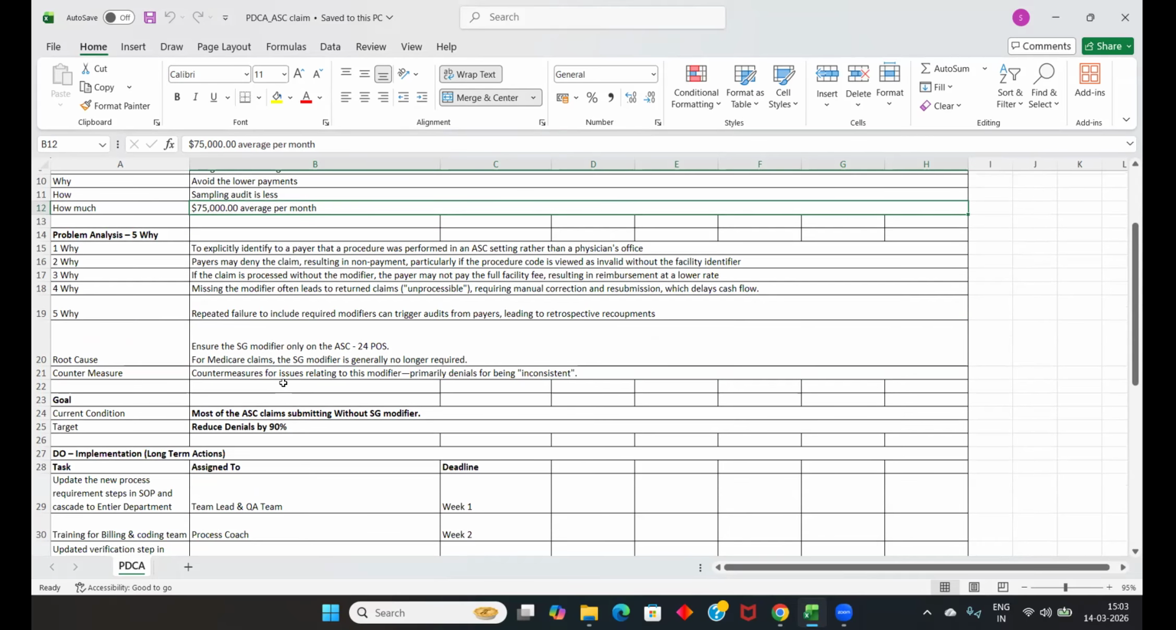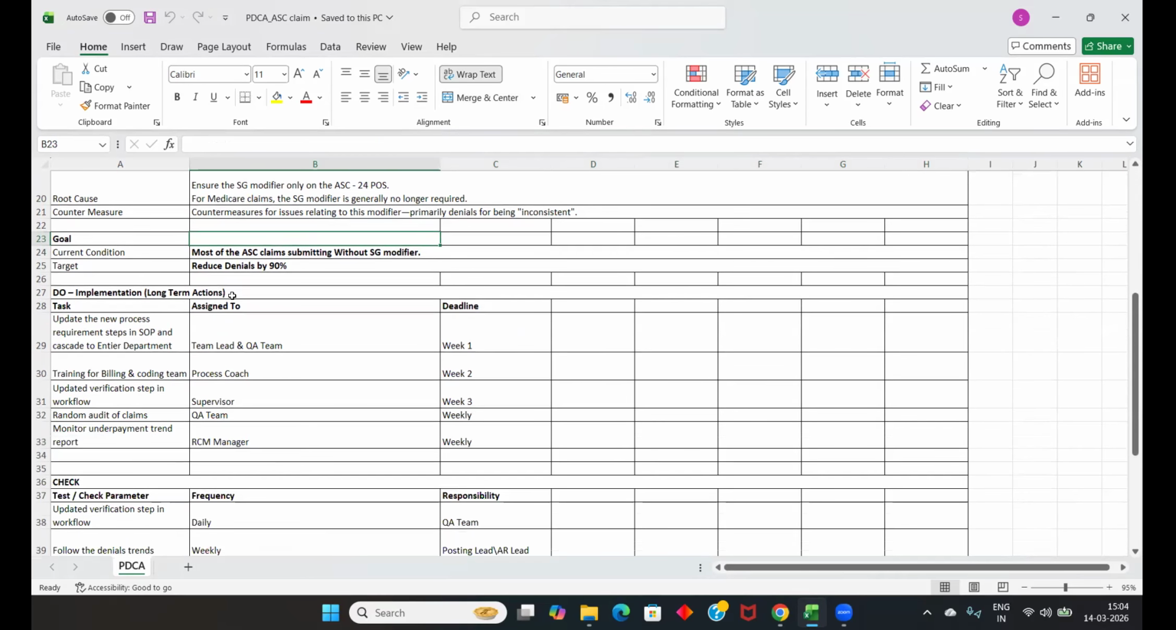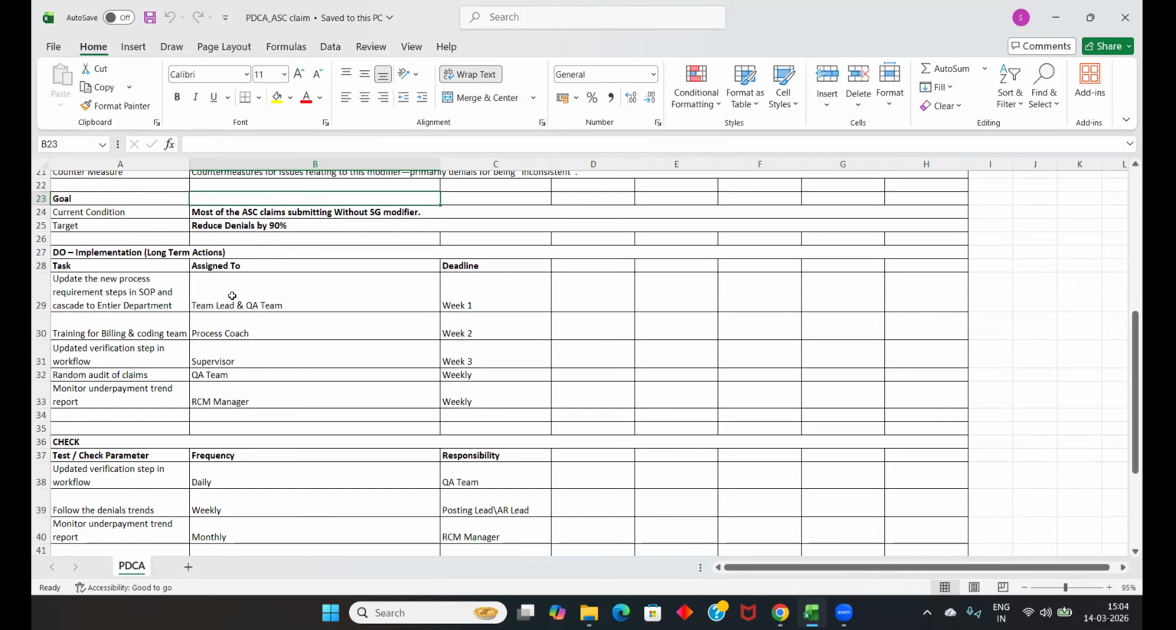And the goal: the current condition is that most of the claims are submitted without the SG modifier. Our first target is reducing denials by 90%. Then the implementation. We provide training to the team leader and QA in the first week, explaining the process and the steps. In the second week, inform the process coach. The third step is verification with the supervisor. These steps are followed in the charge team and the QA team on a weekly basis.